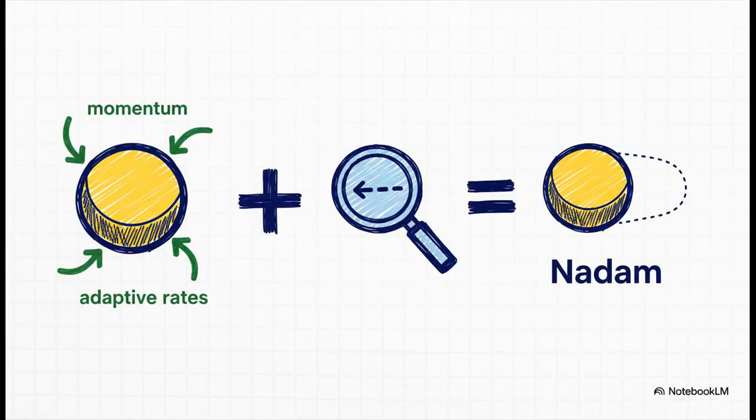And of course, people didn't just stop there. Innovation keeps on rolling. The next logical step was an optimizer called NAdam. And you can probably guess what it does. It takes the super clever look-ahead trick from Nesterov's method and bakes it right into Adam. The result? An even smarter, even more powerful optimizer.